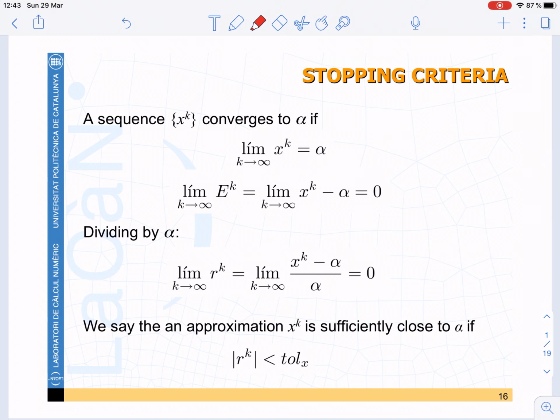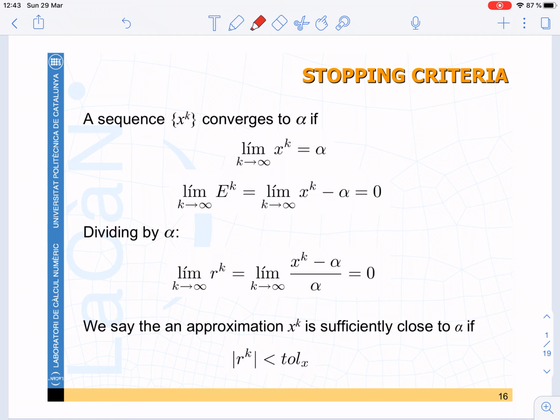Hi, this video deals with the analysis of root finding methods. Let's start by discussing stopping criteria. That is, how do we decide to stop the iterative process?